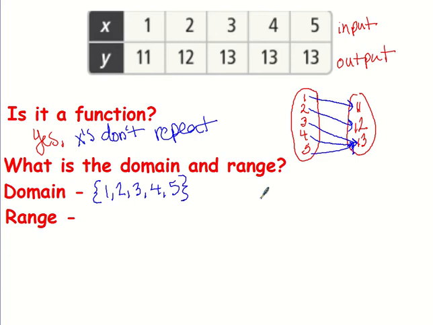Then the range is my y's, and it's actually going to be very similar to this bubble over here that I drew. So again, braces, and then I'm going to go 11, 12, and 13, and that's it. We do not list the 13 multiple times. It's only there once. The range of the y's is 11, 12, and 13.